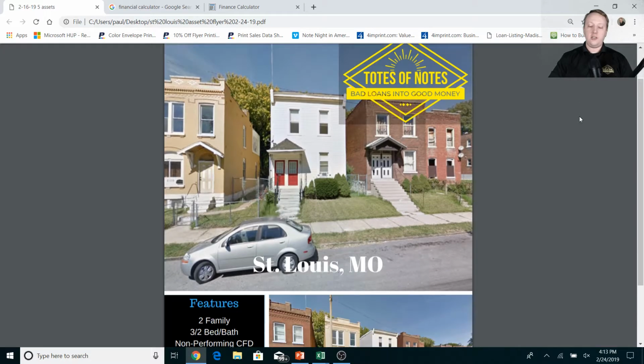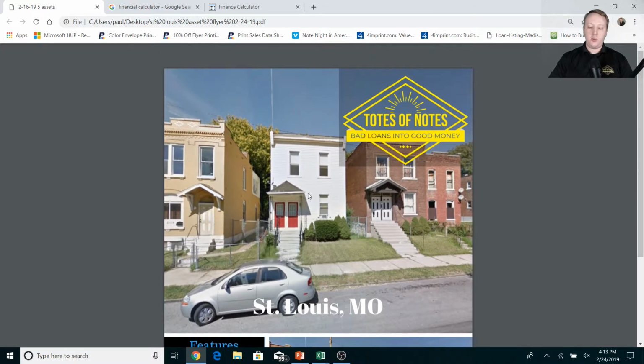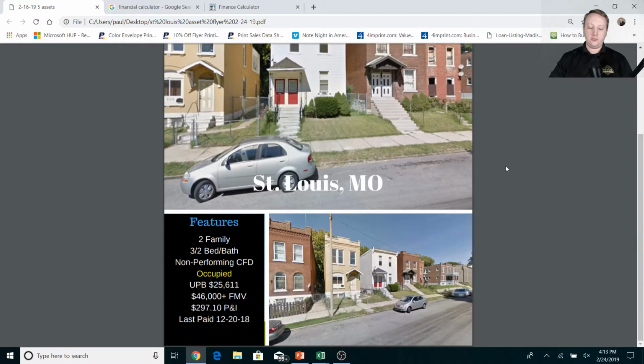So this asset's in St. Louis. It's a small little duplex. It's the white building right here. It's a 2-bedroom and a 1-bedroom. It's currently a non-performing contract for deed.